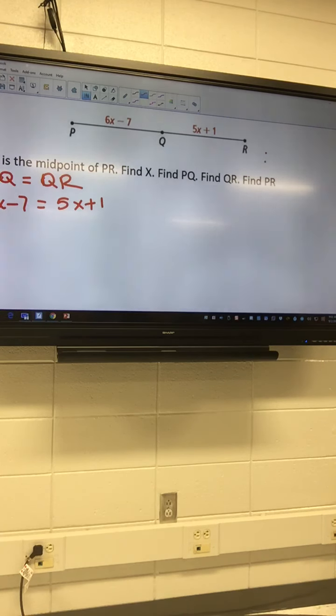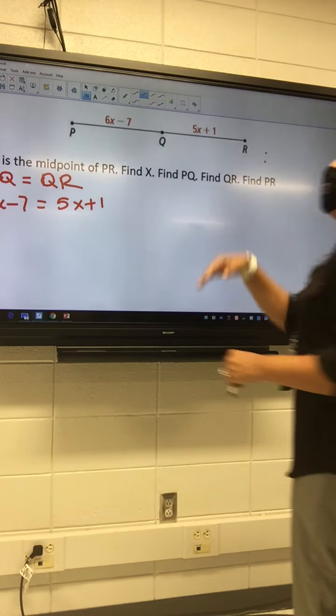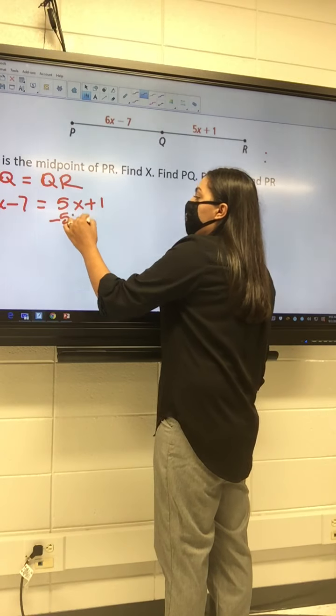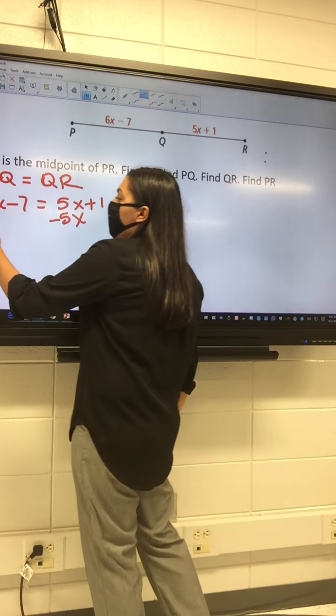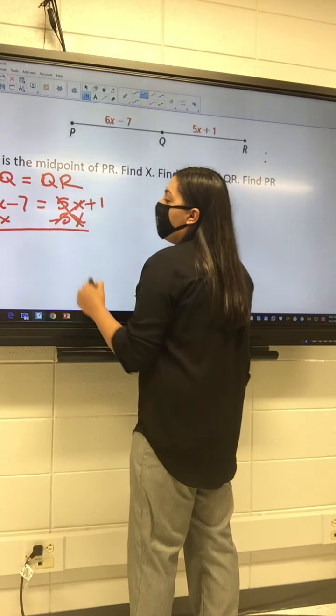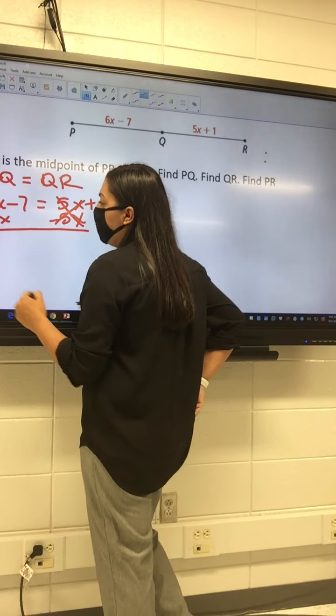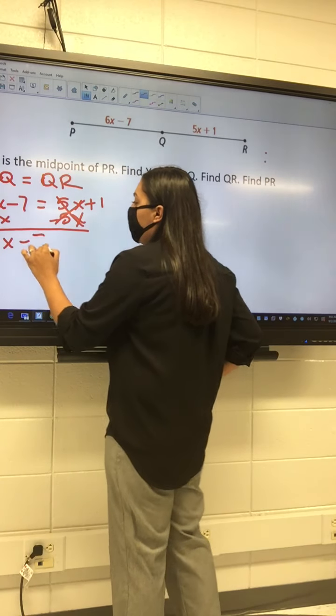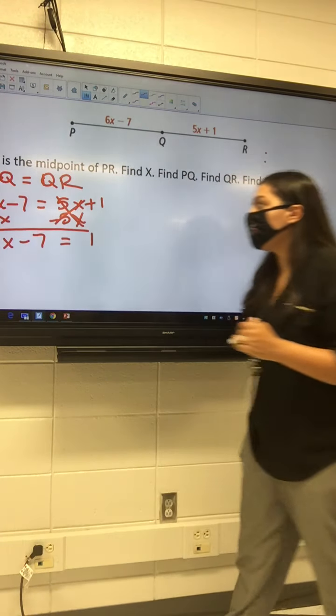Okay, so what should I move first? Let's move the x's. So how do I move the x? All my x's have to go on the left side, so I'm going to say minus 5x. If I do it to one side, I've got to do it to the other. So minus 5x. So I've got x equals, and 6 minus 5 is going to give me 1x, minus 7 equals 1.